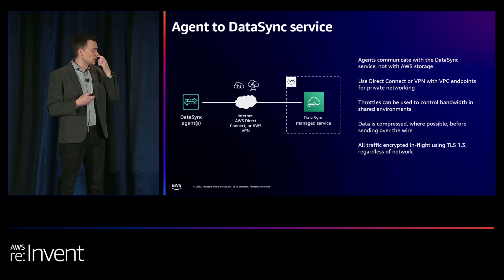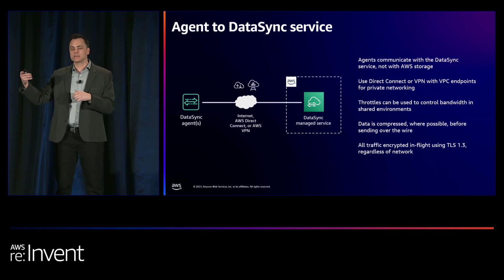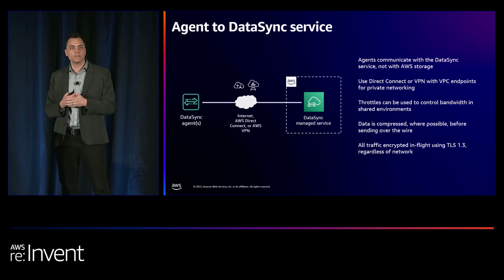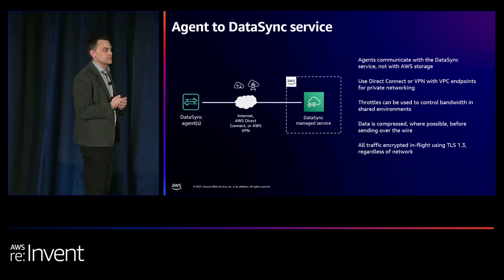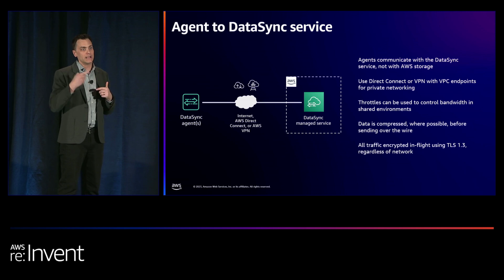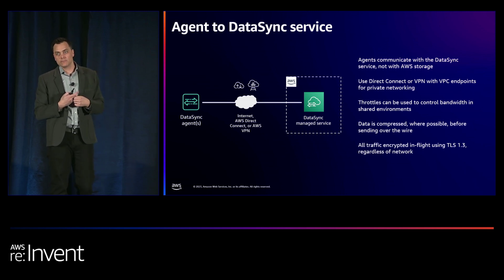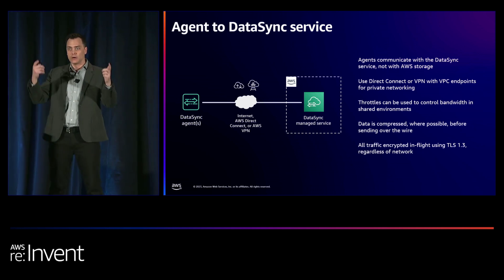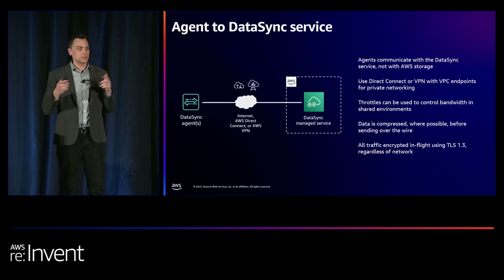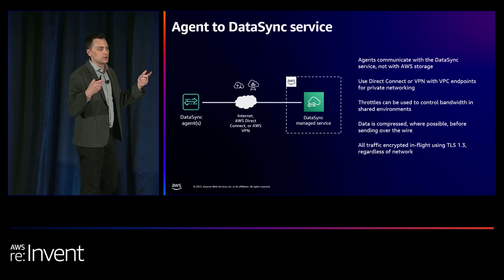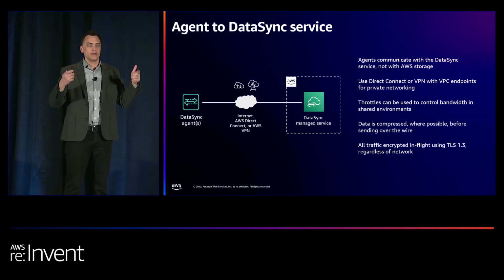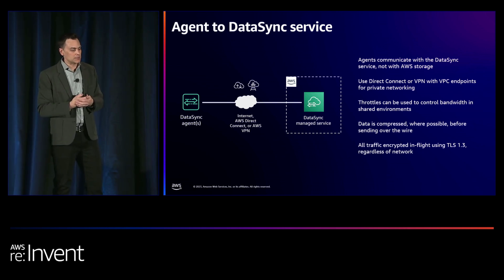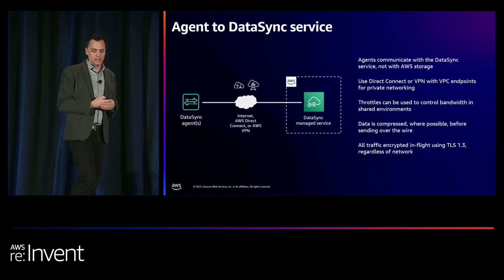We provide throttles, so you can configure DataSync on a per task basis to tell it how much bandwidth you want it to use. You could configure it to use 50 megabytes per second or 500 megabytes per second or whatever, and you can actually change that throttling dynamically as the task is running. I've had some customers who run really long tasks, and during the day they throttle it down while their business processes are utilizing the network, and then at night when all their users go home, they throttle it back up so that DataSync can use more bandwidth. We compress data where possible for sending over the wire, and again, it's all encrypted in flight using TLS.